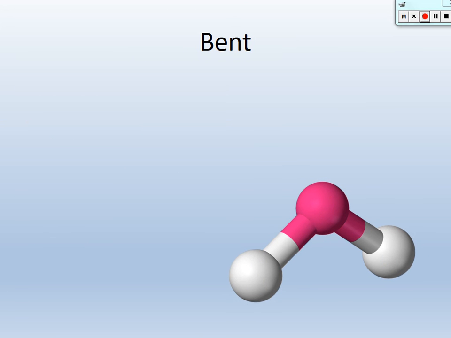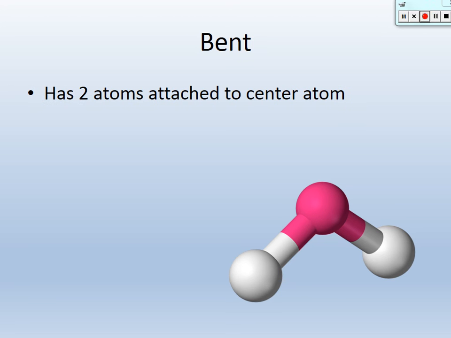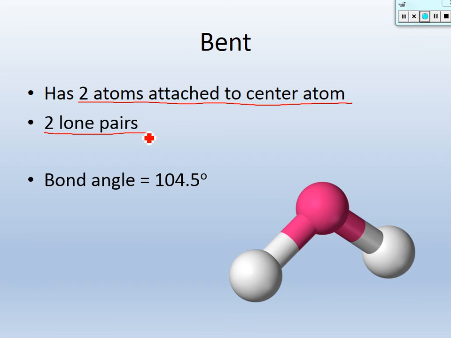Okay, the last geometry is bent. In a bent molecule, there are two atoms attached to the central atom, and it has two lone pairs. So two atoms attached to the central atom, and it has two lone pairs. Bond angles 104.5. An example is water. Water has a bent geometry.